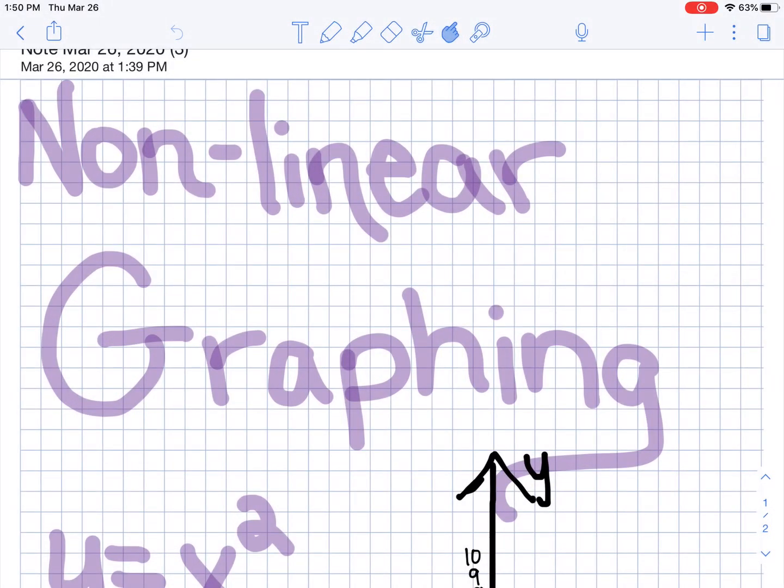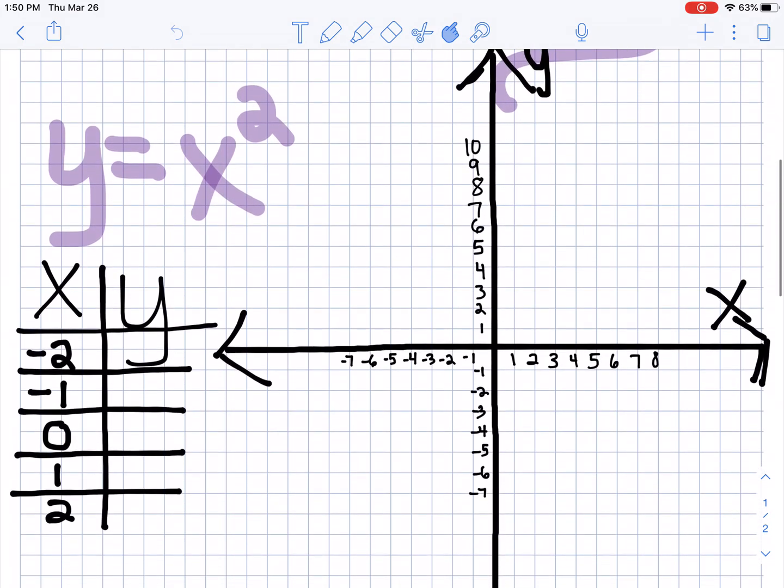All right, let's take a look at some nonlinear graphs. Nonlinear graphs mean they don't make a straight line. In this case, we're going to be looking at the equation y equals x squared. You want to get your toolkit out and put this in your toolkit. You have graph paper built into your toolkit. If you don't have your toolkit, then find some graph paper, or you can do it in Notability.